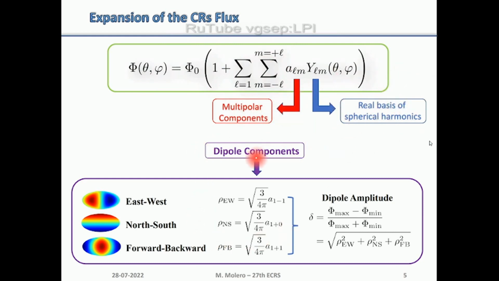For this presentation, I will focus on the dipole components, which are defined as the east-west, north-south, and forward-backward, and correspond to the multipolar components a_1-1, a_10, and a_11. When we have all the dipole components, we can compute the dipole amplitude, which essentially provides the degree of the anisotropy that you can measure. You can compute it with the three dipole components and this formula.